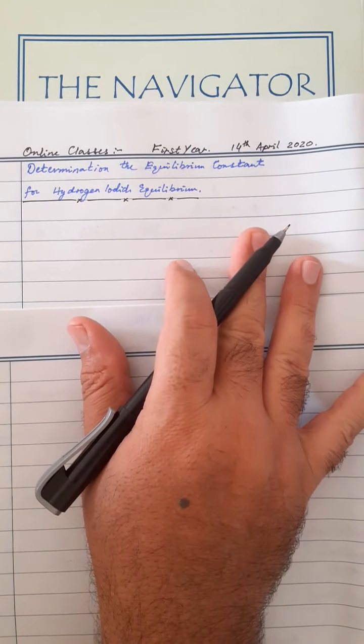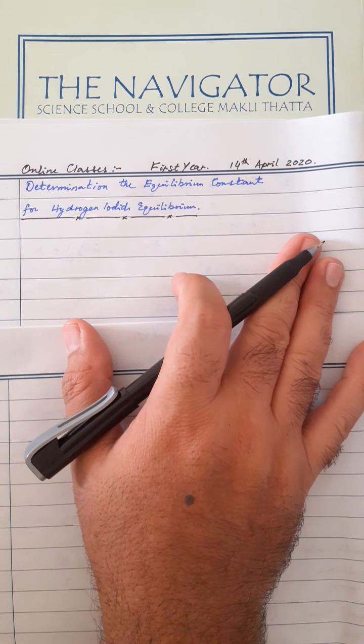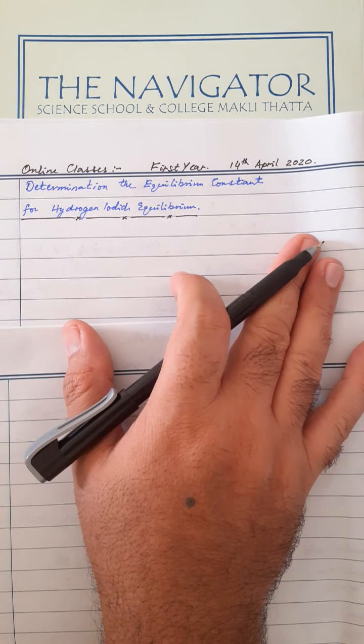We are discussing the sixth chapter, chemical equilibrium for reversible reactions. We have covered many topics, and I appreciate the way you are doing your work at home and sending it to me.